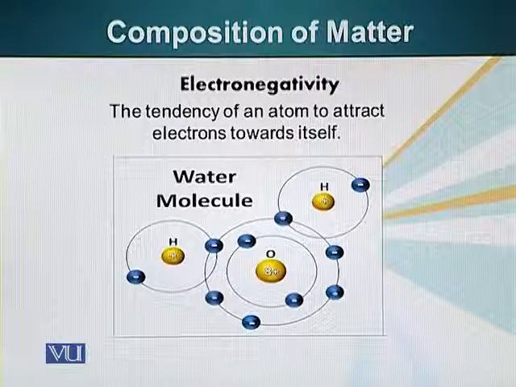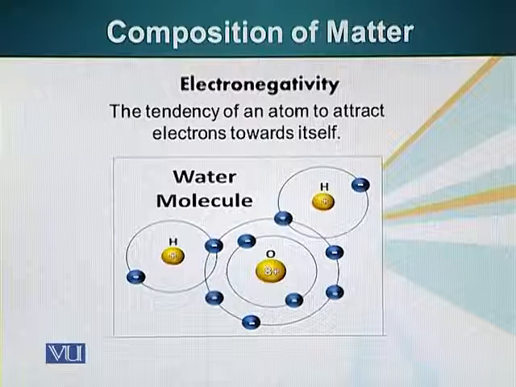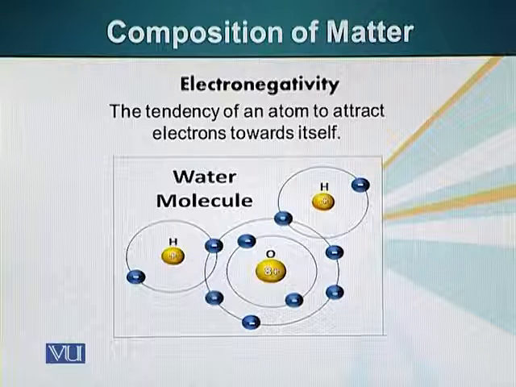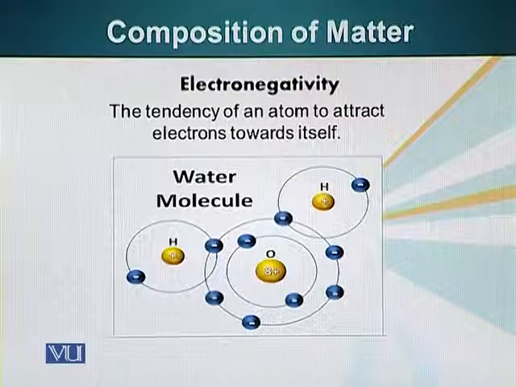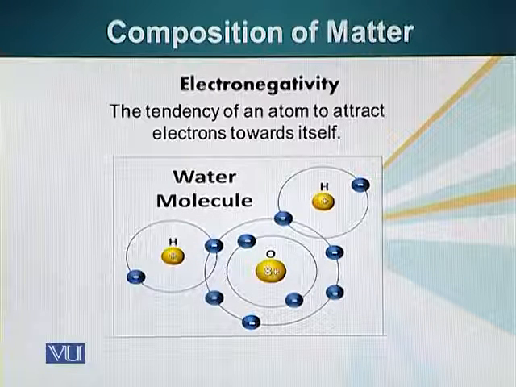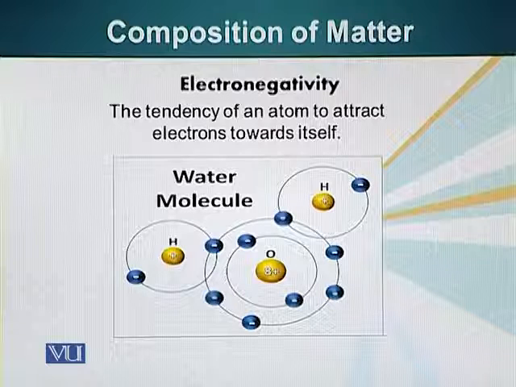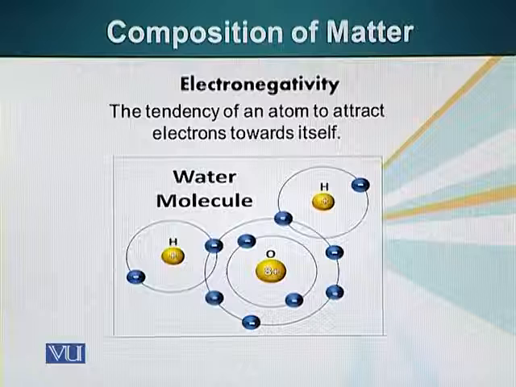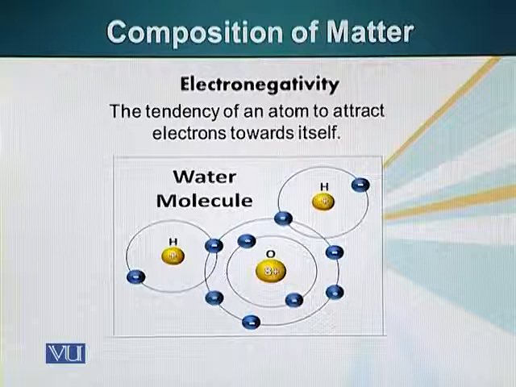We already know electrons are negatively charged, so the net result is oxygen atom has slight negative charge on it, and hydrogen atoms would have slight positive charge. This ability of an atom to have greater pull on the shared pair of electrons is called electronegativity. So oxygen is more electronegative than the hydrogen atom, which results in partial negative charge on oxygen atom.